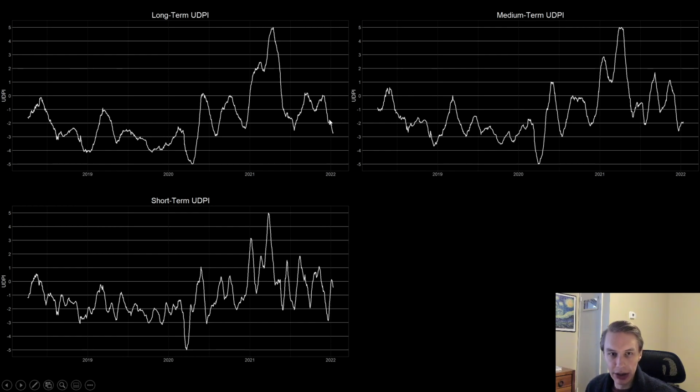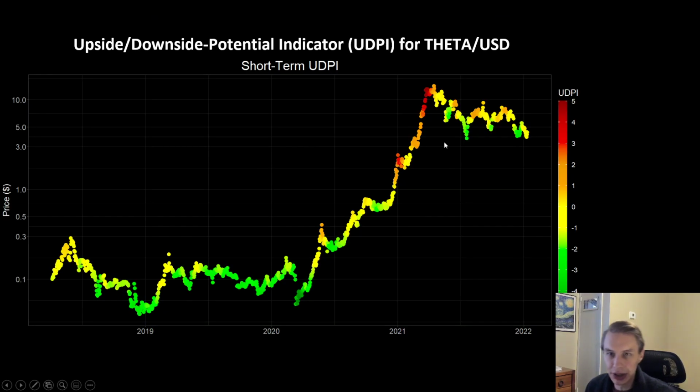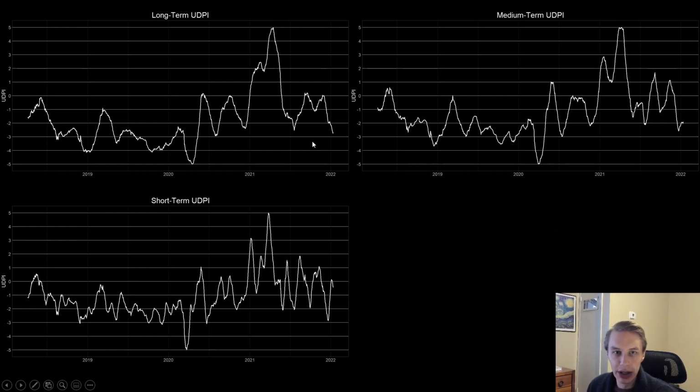And so going back to what we're talking about with where the UDPI stands today, it's actually a little bit lower in the long-term UDPI than it was back in the summer, which is interesting, I think. And even the short-term UDPI had actually fallen further than it had back in the summer, which is also interesting. So even though the price of Theta is at about the same place, if not a little bit higher than it was in the summer, it seems like the UDPI is actually evaluating it as having been a bit lower risk than it was in the summer.